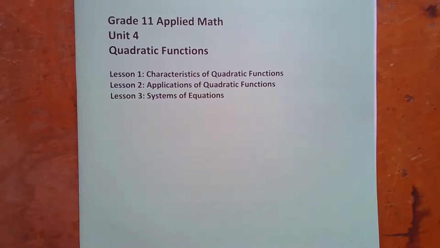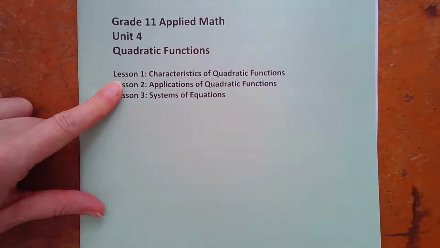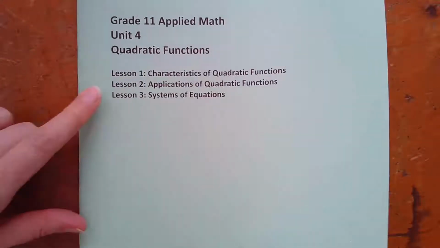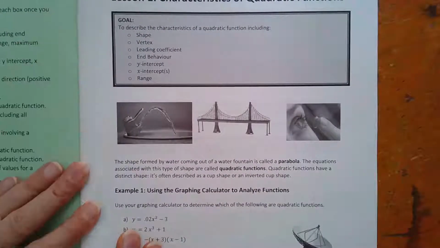The picture of it is a parabolic shape. It's a U shape, like a cup shape or an overturned cup. It's a more sophisticated function, and it has different applications. We'll see when we flip open the first page. So why do we study quadratics?